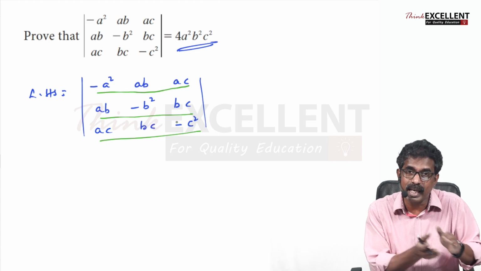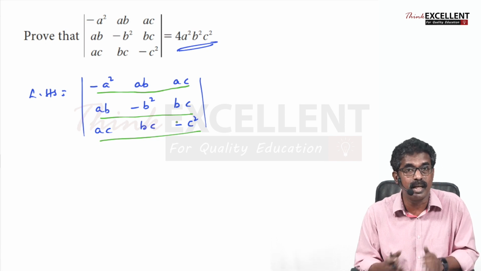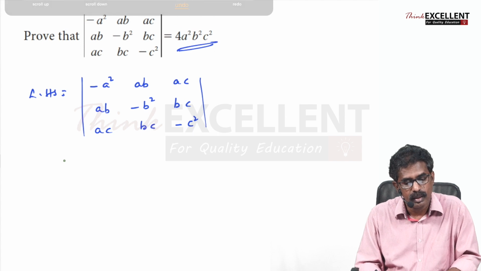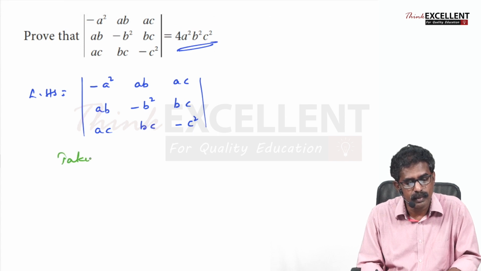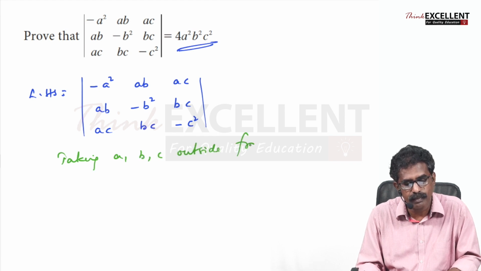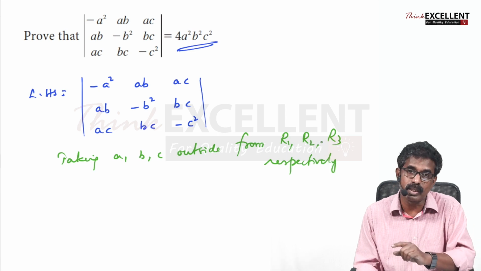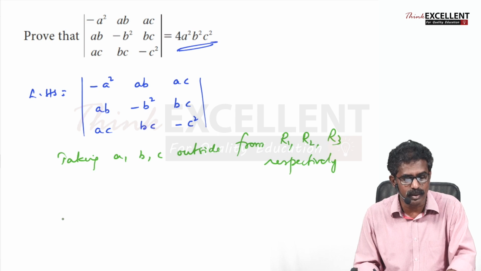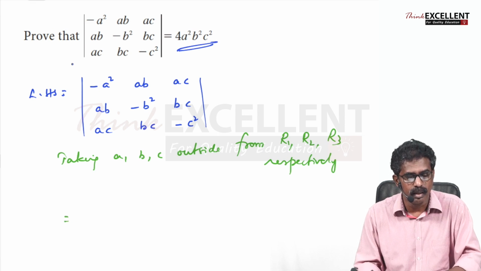So first row, you take A outside. Second row, you take B outside. Third row, you take C outside. So write the steps: taking A, B, C outside from R1, R2, R3 respectively. Meaning from the first row you take A outside, second row you take B outside, third row you take C outside. So listen, see what you get.